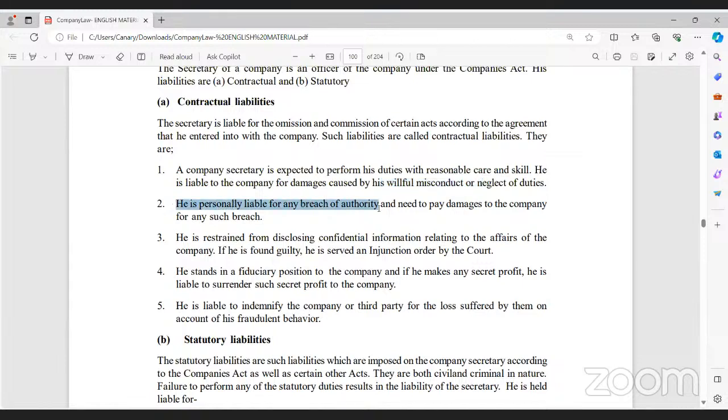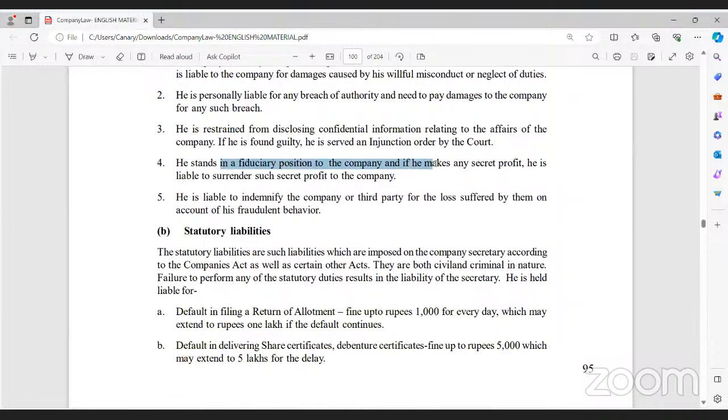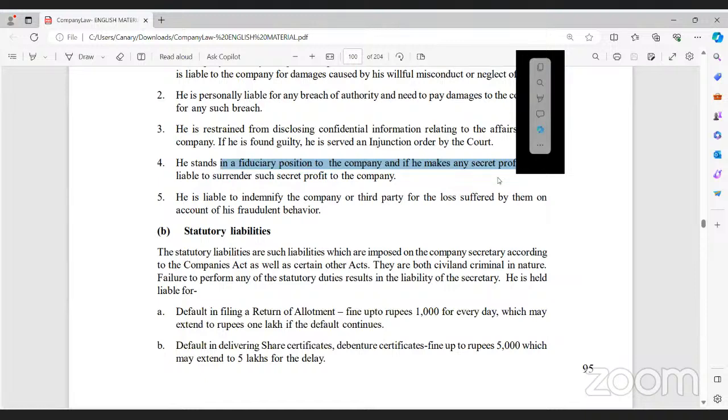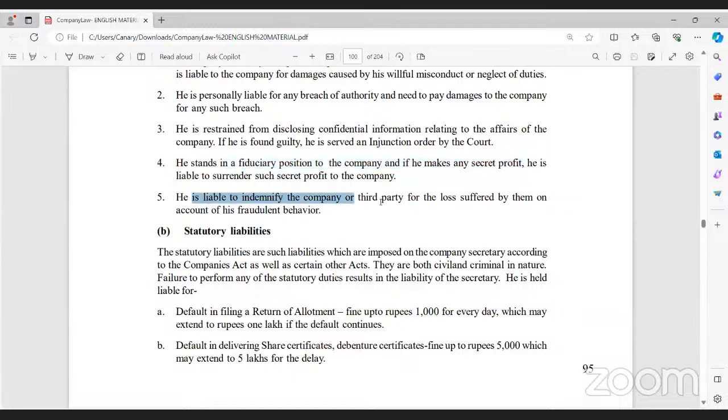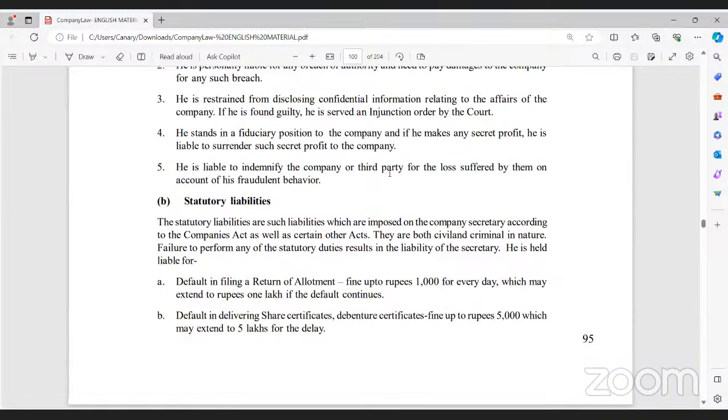Next one is personal liability if he breaches his authority, and he is restrained from disclosing any confidential information of a company. If he does so, he will be fined and punished as per the act. He stands in a fiduciary position to the company. Using his authority and company name, he should not make any secret profits. If he makes such secret profits, he will be punishable. He is liable to indemnify a company or third party for the loss suffered, unless it is due to his personal behavior.